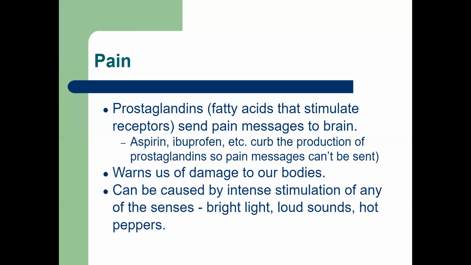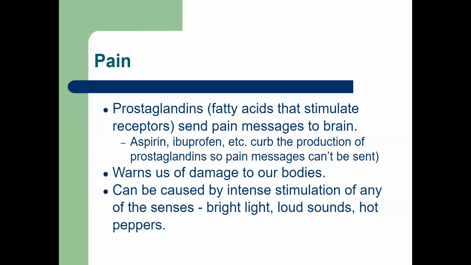Pain receptors are located throughout the body, not just on the skin. They're located in the sheath tissue around muscles, in your internal organs, and in the membranes around your bones. Prostaglandins are the fatty acids that stimulate the pain receptors to send pain messages to the brain.